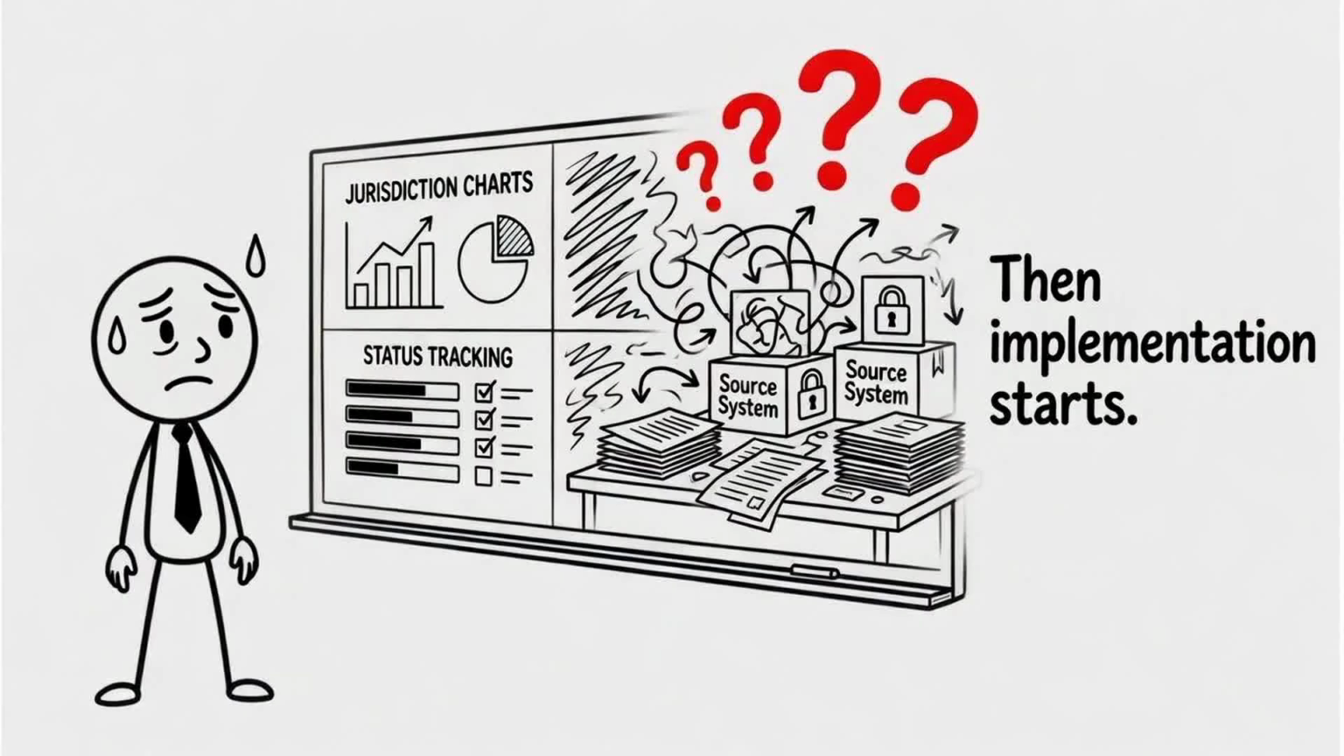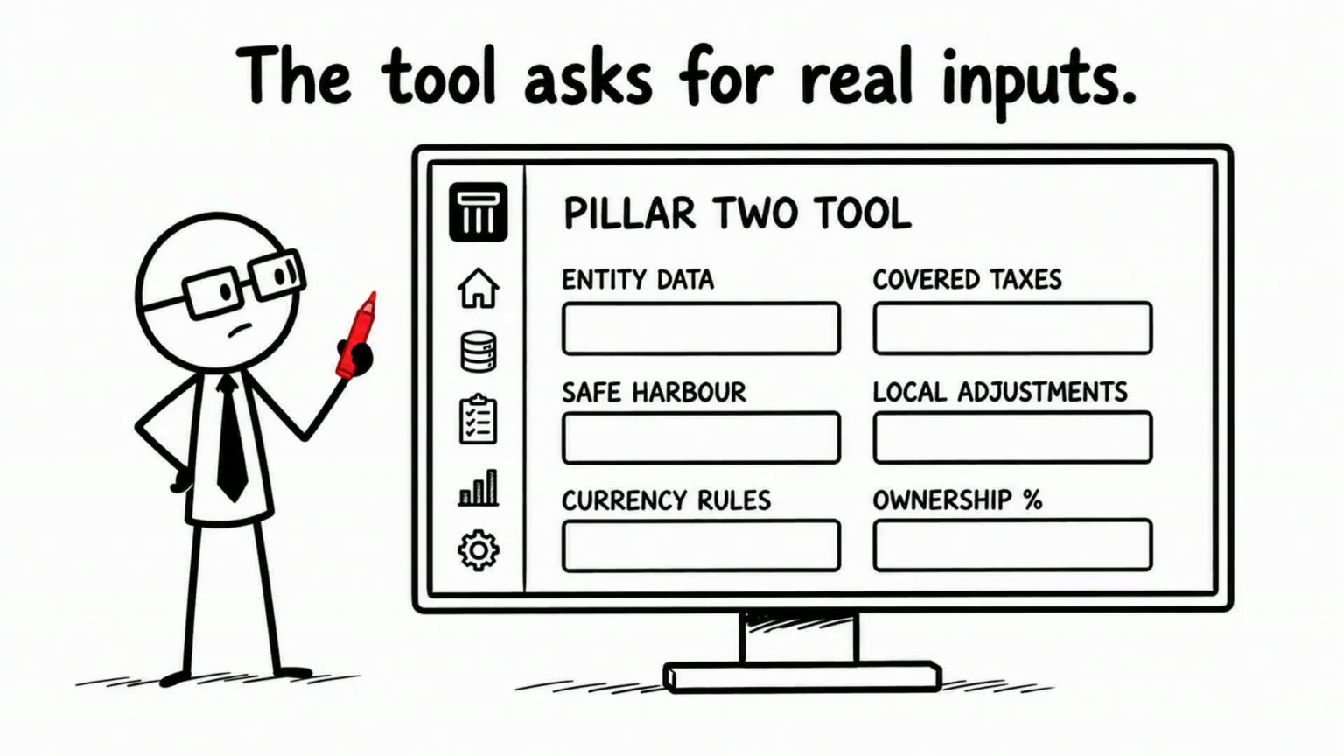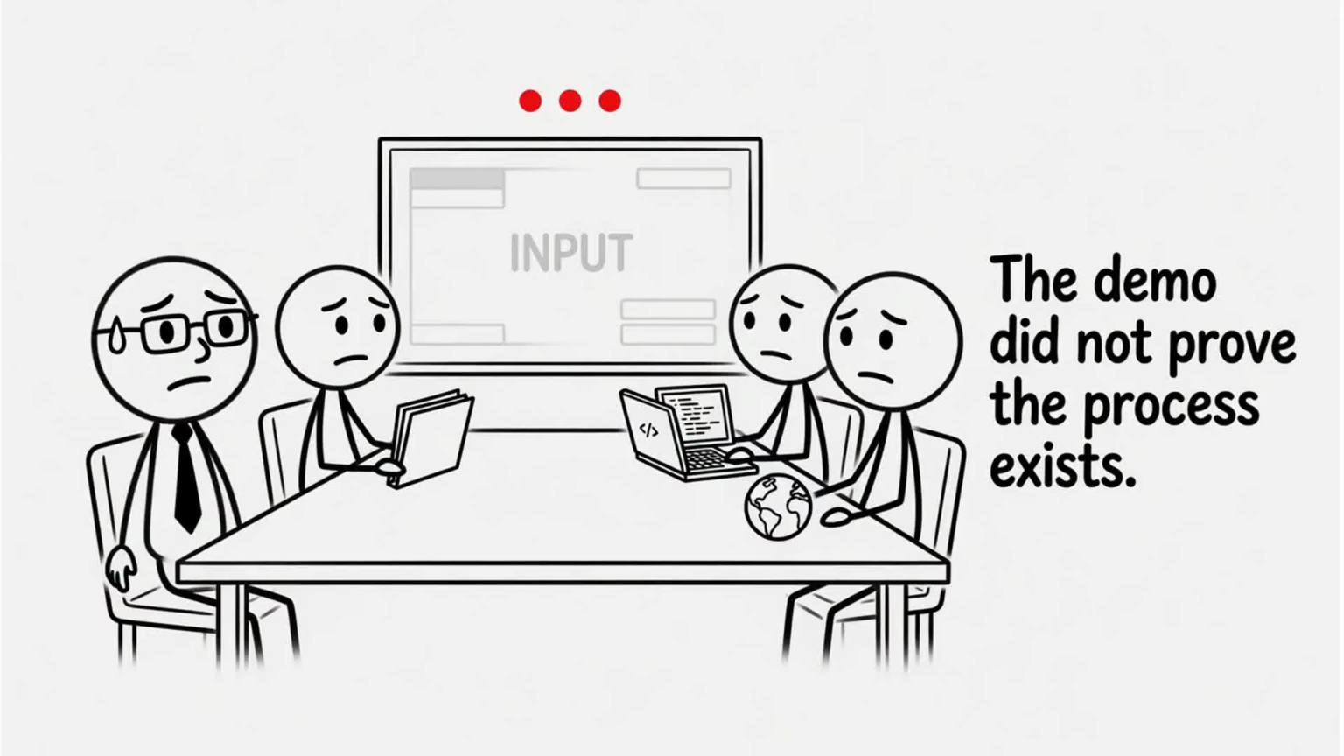Then implementation starts. The tool asks for real inputs: entity data, covered taxes, safe harbor inputs, local adjustments, currency rules, ownership percentages. And the room gets quiet because the demo showed what a finished process could look like. It did not prove the organization had one.